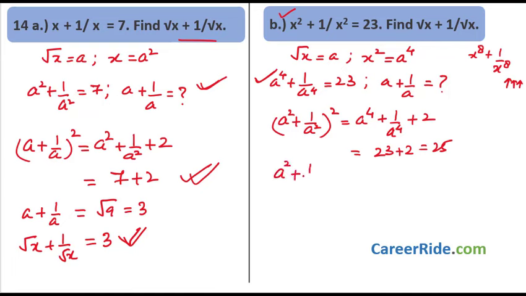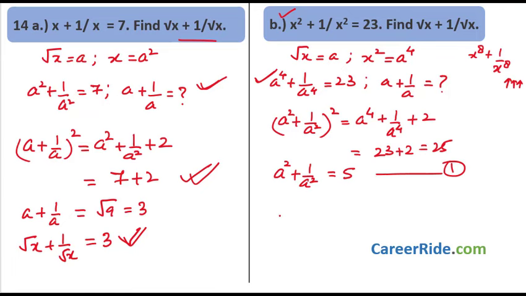So from here, what is the value of a square plus 1 upon a square? I can take the square root on both the sides, right? So this is equal to 5. I have taken the square root on both the sides. Square root of 25 is 5, right? So this is my first step. And what am I trying to find? I'm trying to find a plus 1 upon a.